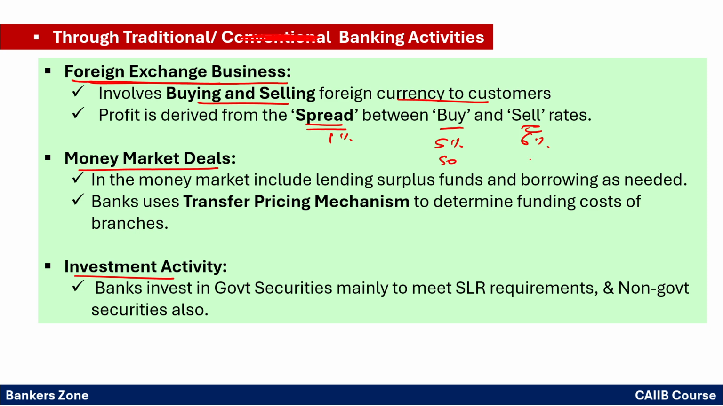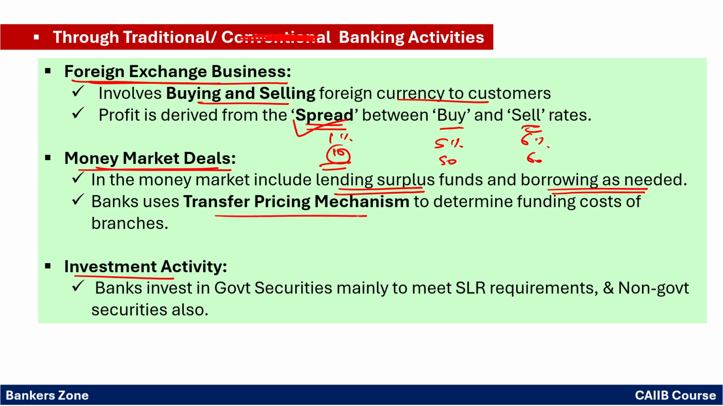Buy at 50 rupees, sell at 60 rupees. What is the difference? 10 rupees is the spread. So the difference between buying and selling is simply referred to as the spread. So buying and selling of foreign currency, that is foreign exchange business, through which treasury is earning profit. Then the money market deal. What does money market mean? Lending money, whatever surplus fund we have, and borrowing when it is needed. That is called a money market transaction.